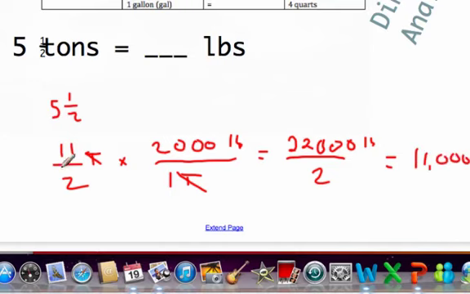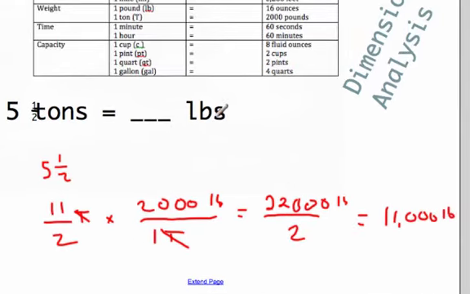Again, just to recap, the units are the important part here. 11 halves tons times 2,000 pounds over 1 ton. The tons cancel each other out because this one's on the top of the fraction bar, this one's in your denominator. So the tons cancel out. There's no unit with this 2 here, so the pounds is the thing that stays, and that's what we wanted the whole time anyway. We get 11,000 pounds.